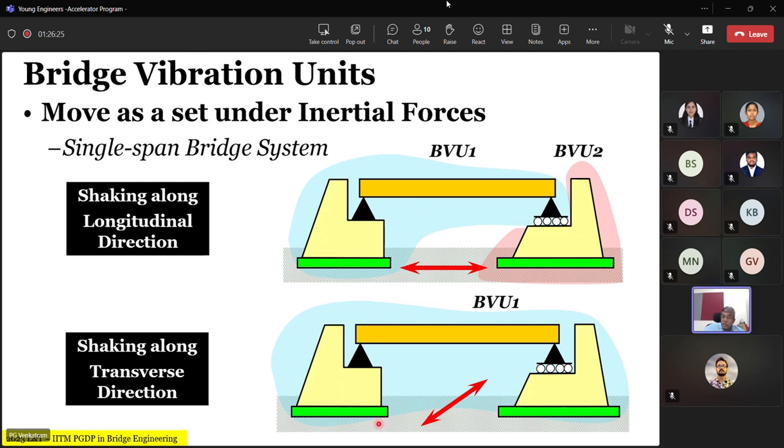But in the transverse direction, when you have a pinned bearing and a roller bearing which is restraining movement in this direction, then for the transverse direction all of them together is one inertial unit, or one bridge vibration unit. So you can say the same bridge, depending upon the direction of the ground shaking, has different inertial mass units. You have to be very careful about that. Why do we need to? This all we'll go towards eventually when we start doing analysis. You will understand how to define and do that.